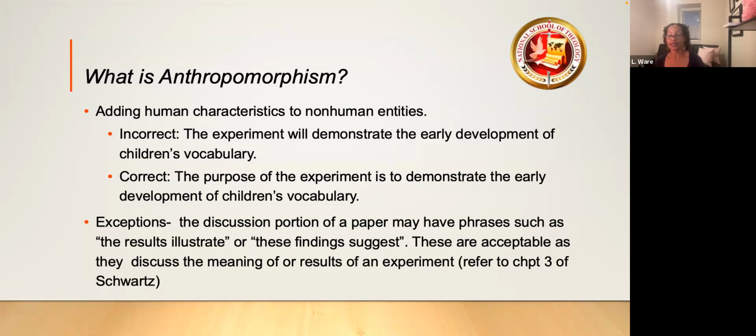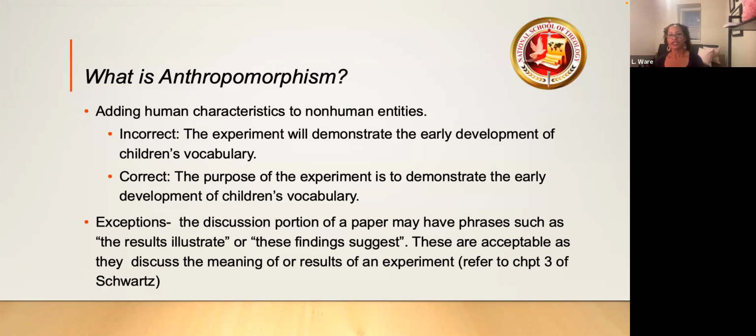So the correct way, and this is a common mistake, okay? Common mistake. So the correct way of writing that is the purpose of the experiment is to demonstrate the early development of children's vocabulary. Notice the difference there? We're not saying the experiment is doing, we're saying the purpose of the experiment is to demonstrate, okay? The exception, there always seems to be exceptions.